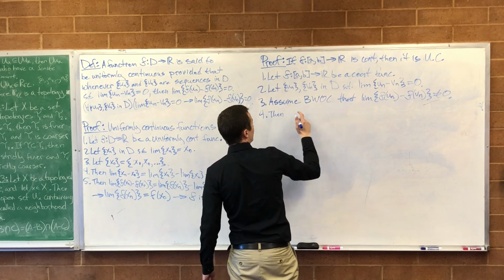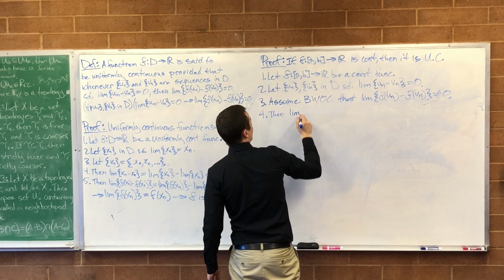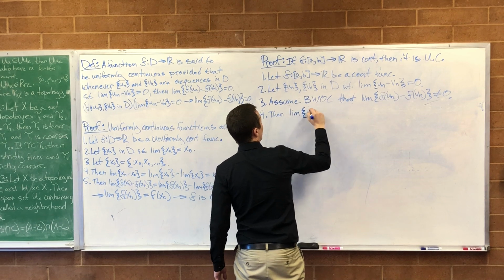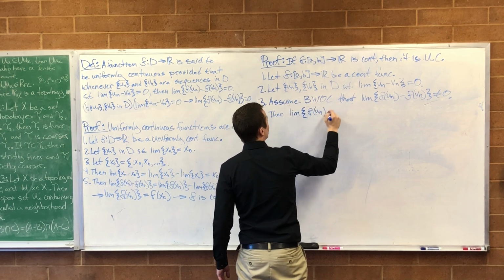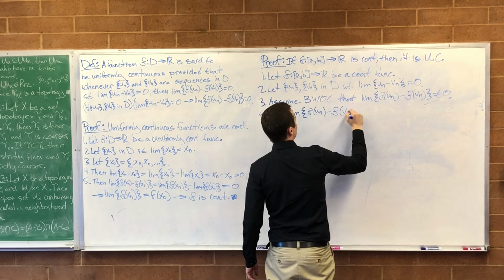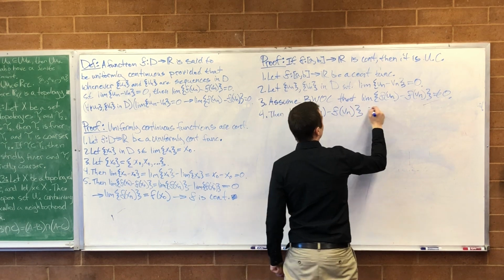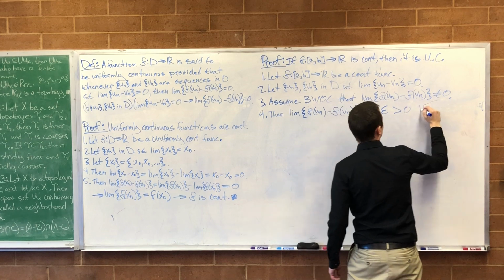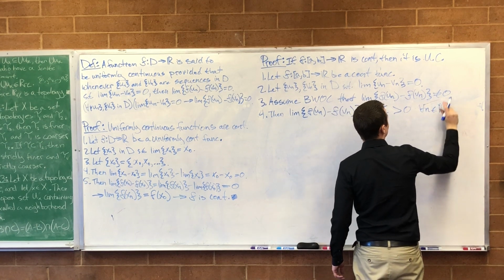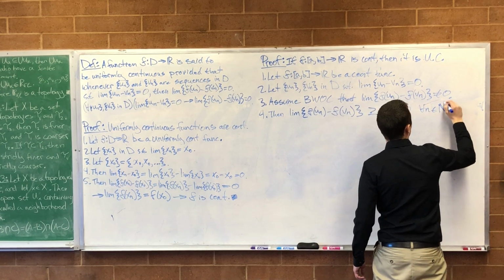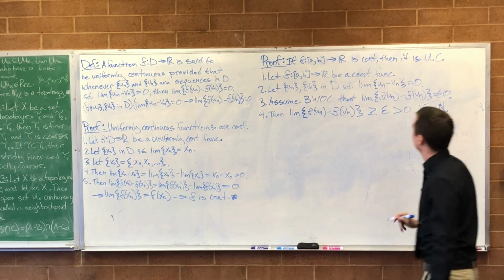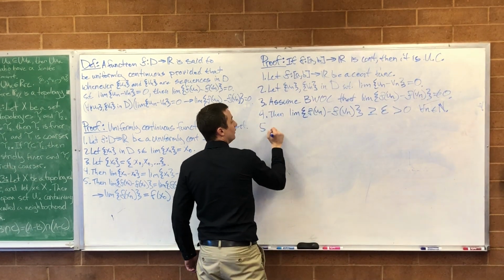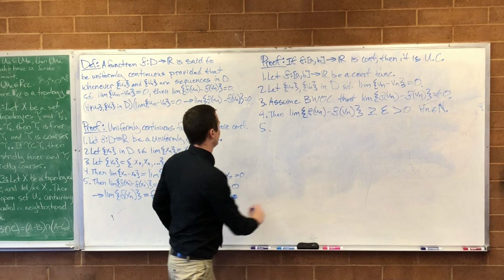Then he goes from that to the limit of f of u_n minus f of v_n is greater than or equal to epsilon, which is greater than 0, for all n in N. We'll come back and look at this line more, but right now I'm going to decide on that line. Let's continue. Step 5.